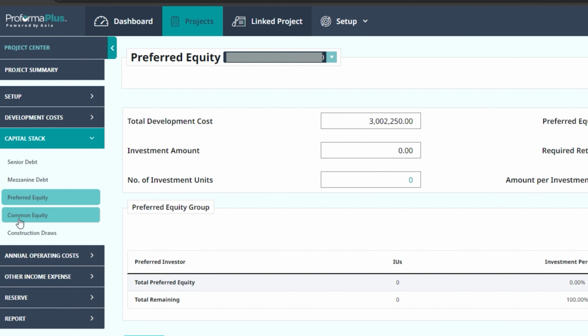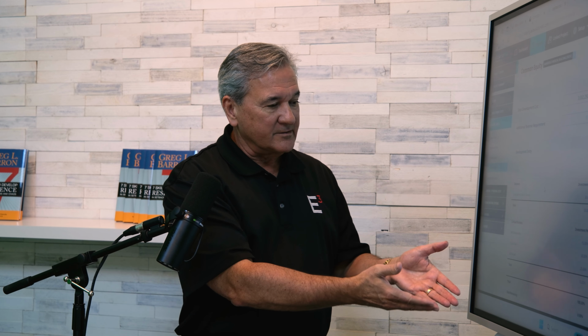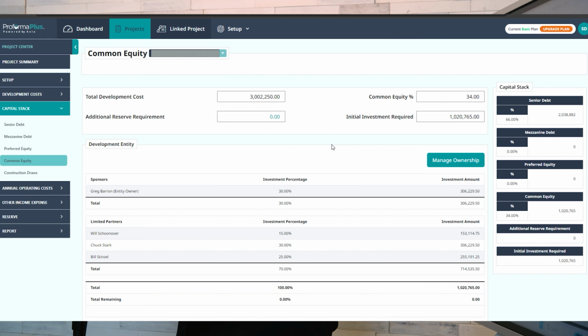And then on common equity, this is where most of you will play in the sandbox. Common equity is you as the developer, or we sometimes call it a sponsor. And then I've got several examples here of limited partners that are also contributing money. So this particular software has the ability to add each one.